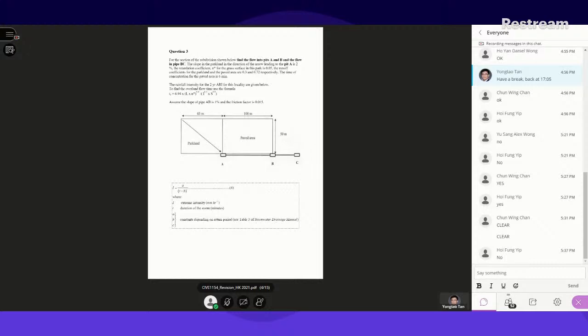Actually, you can see that the question asks you to determine the flow into pit A and pit B, and the flow into BC. You need to calculate the flow in BC and the flow in AB.